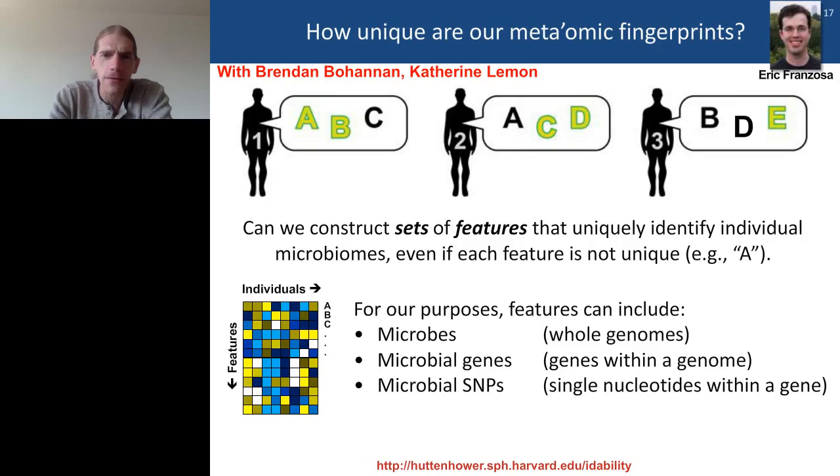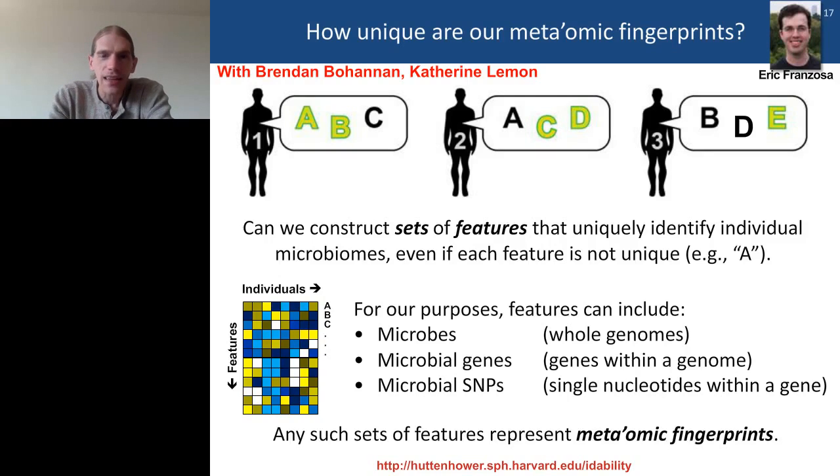And you can think of features as including either specific microbes, which bugs we carry, microbial genes, like we just saw, which loci are present in our microbial strains, or microbial variants, individual polymorphisms. And you need a lot of sequencing to get that type of information from a whole community. So any such set of features we'll refer to as a metaomic fingerprint. You can combine microbes or microbial genes or microbial SNPs to try to separate out, to uniquely identify individuals in a population.